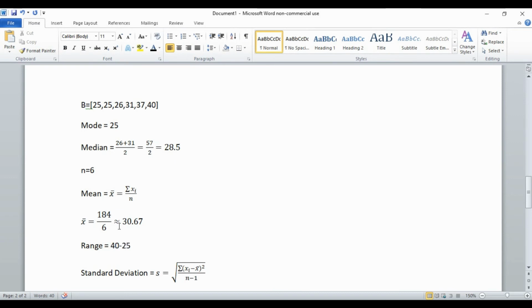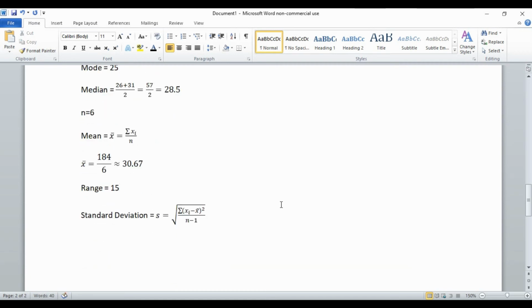The range is just the largest value, which in this case is 40, minus the smallest value, which is 25. And so with that, you get a range of 15. I'm going to come back. I'm going to set up the standard deviation here momentarily.